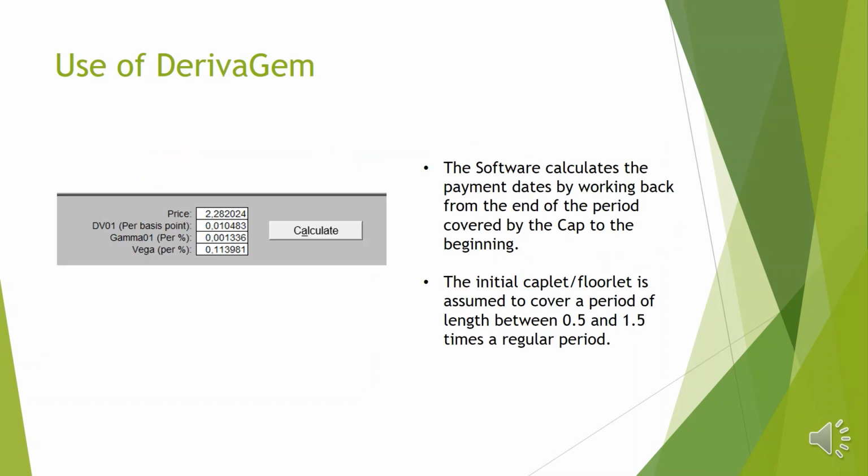The software calculates the payment dates by working back from the end of the period covered by the cap to the beginning. Also, the initial caplet or floorlet is assumed to cover a period of length between 0.5 and 1.5 times a regular period.